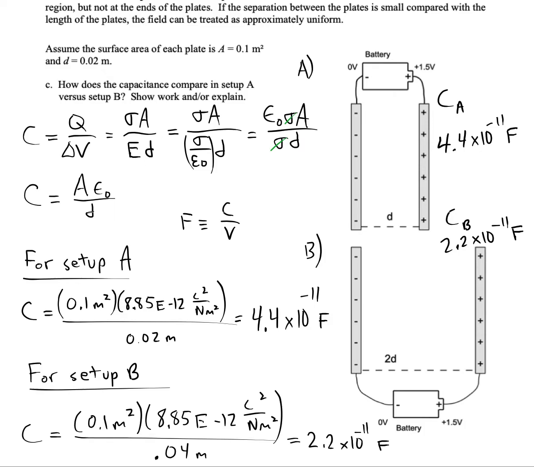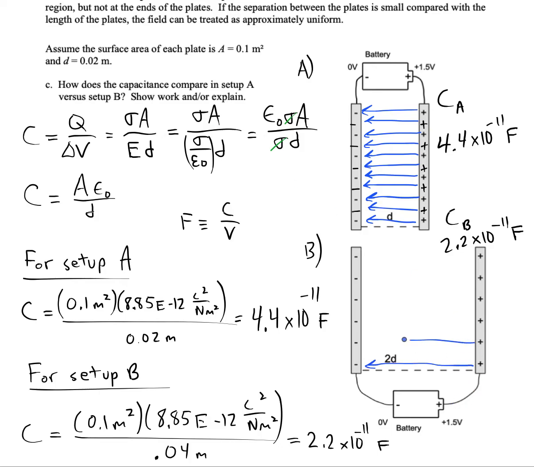And what does this mean when it comes to their ability to hold charge? Well, we said that A would have a very strong field. And A would be able to hold a lot more charge, given the same delta V, compared to setup B, with a weak field and less charge.